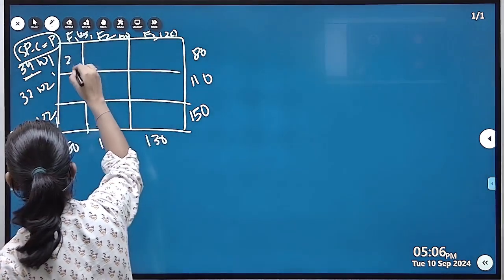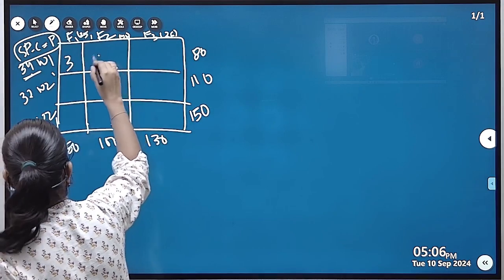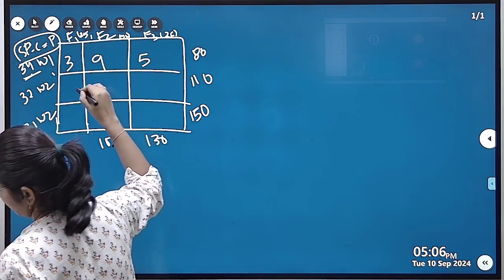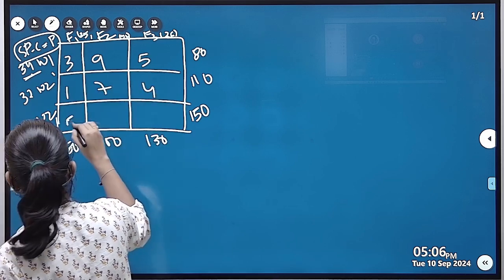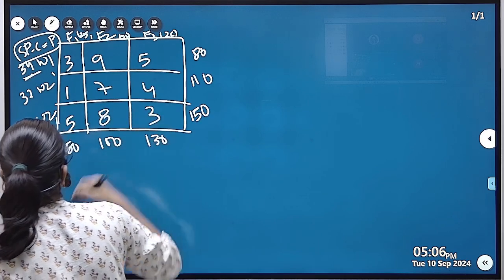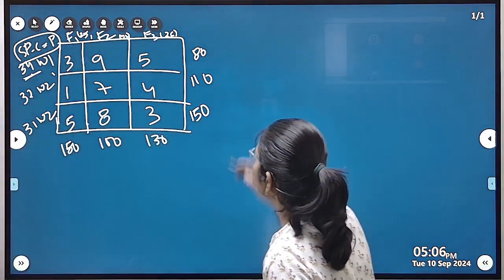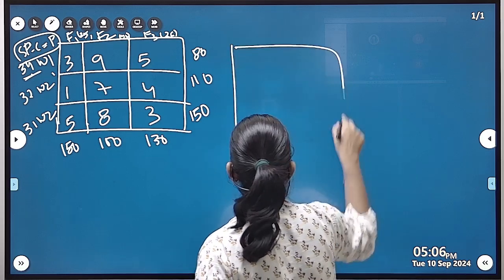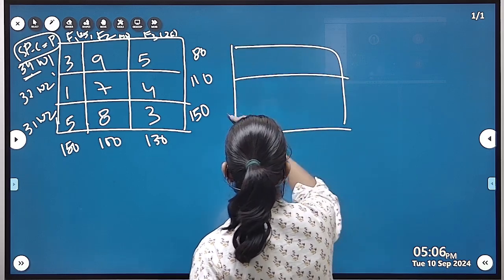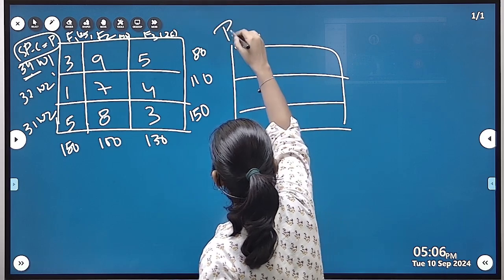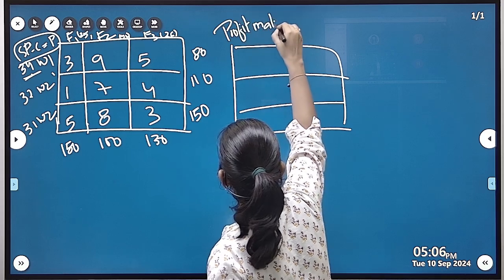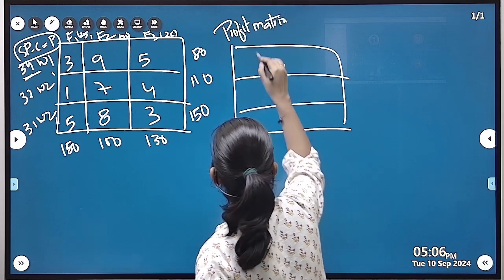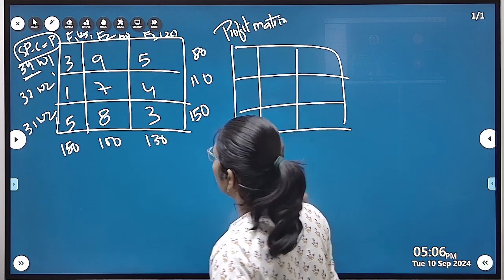So we'll write over here 3, 9, 5, 1 7 and 4 and 5 8 3. So this is the matrix which is given in your book. So now we need to make the profit matrix. Okay, profit matrix. We want what matrix? Profit matrix. So he is asking us to do profit matrix. So tell me the formula for profit matrix.